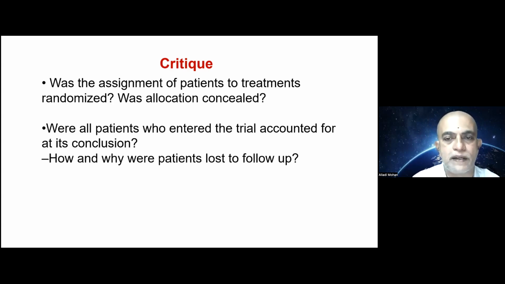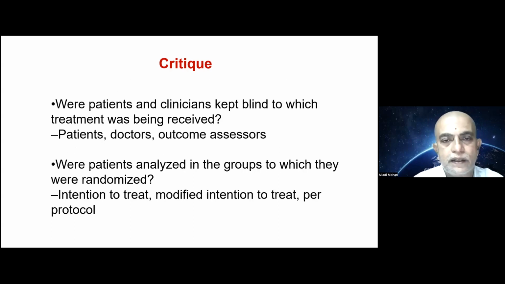We need to randomize to minimize bias. Were the patients and clinicians kept blind to which treatment was being received? The patients, the doctors, the outcome assessors, single blind, double blind, triple blind, and so on are the questions you have to ask. Were the patients analyzed in the respective groups to which they were randomized? Intention to treat, modified intention to treat, or per protocol.